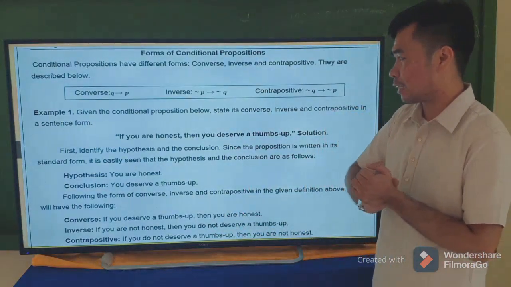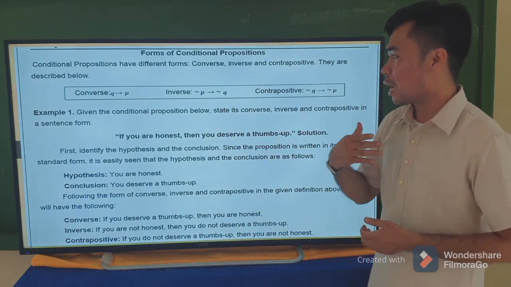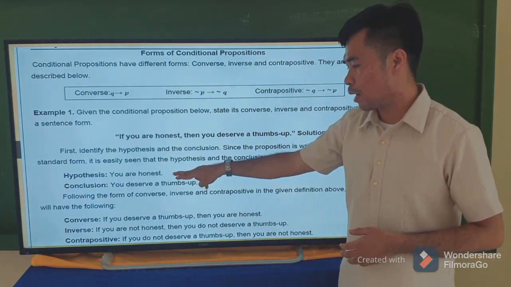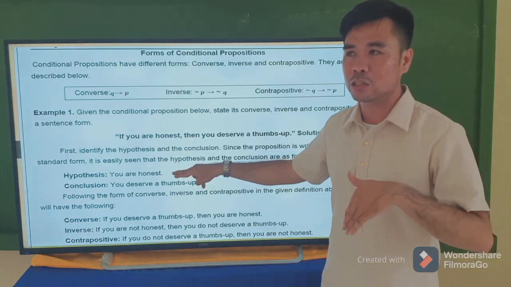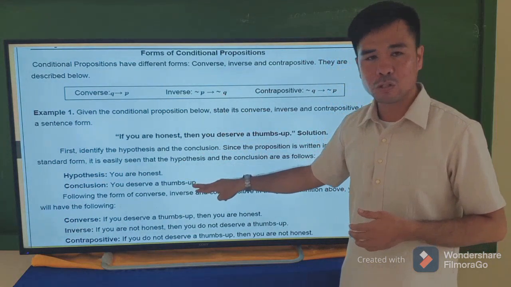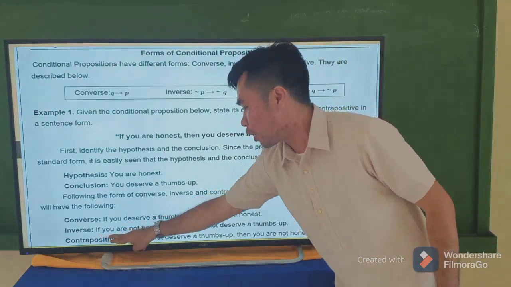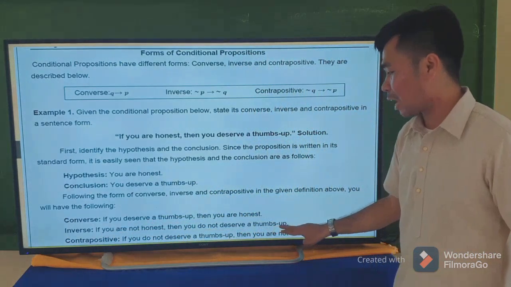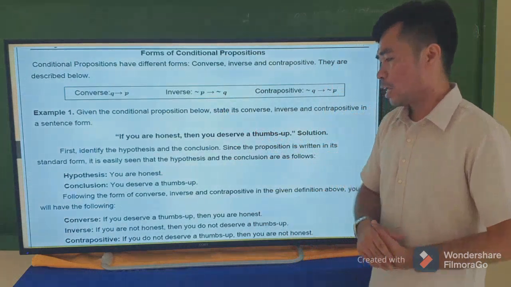For our inverse, that is not P, then not Q. Therefore, you need to take the negation of our P and Q. Take the negation of the first statement, you are honest. That is very important: the negation is, you need to interchange it with the negative statement, which is "not." And then not Q, which is also the negative of our proposition Q. So this is our inverse. Take a look: if you are not honest, this is the negation, then you do not deserve the thumbs up. So these are the negations of the two statements, P and Q.